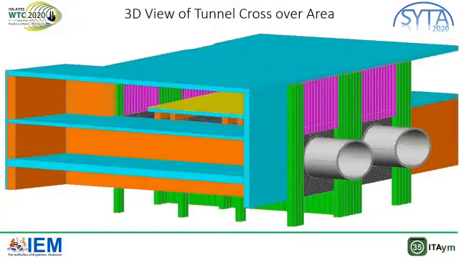This is a 3D view of tunnel crossover area. You can see here, this is a roof slab. This is the undercroft slab. This is a concourse level, and this is a platform slab. Here you can see the contiguous piles and the existing tunnels, and this is a new station. I hope this view can make the things much more clear in your mind.